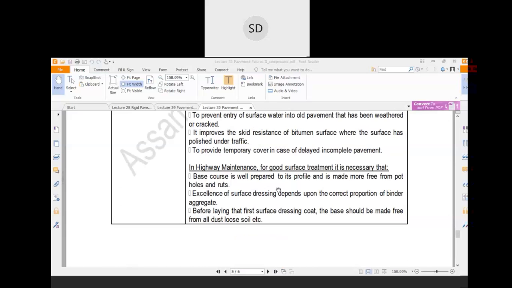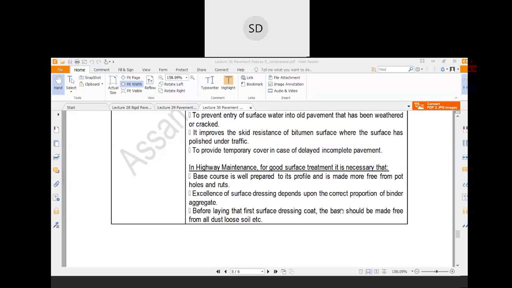So in highway maintenance, for good surface treatment, it is necessary that the base course is well prepared to its profile and is made free from potholes and ruts. If there are already ruts and potholes, before the surface treatment you have to fill up those potholes and ruts, and after that you can construct the wearing course or new course. Excellence of surface dressing depends upon the correct proportion of binder and aggregate. So the optimum bitumen content you have to find out through laboratory tests, and from that you can say this is the optimum bitumen content which can be used for the surface dressing.